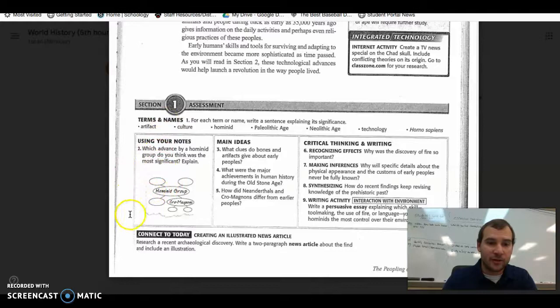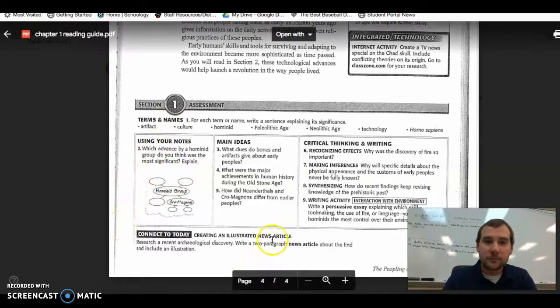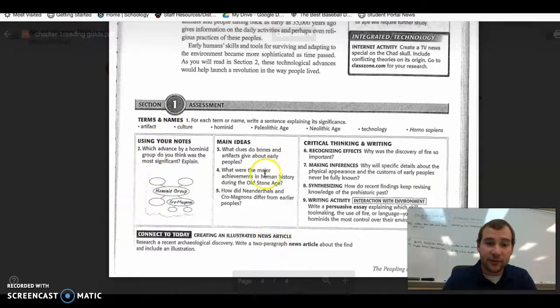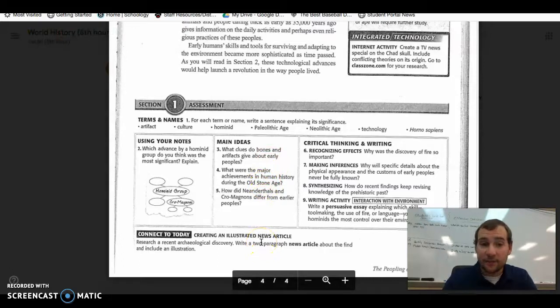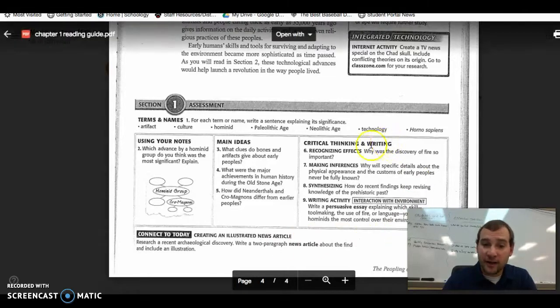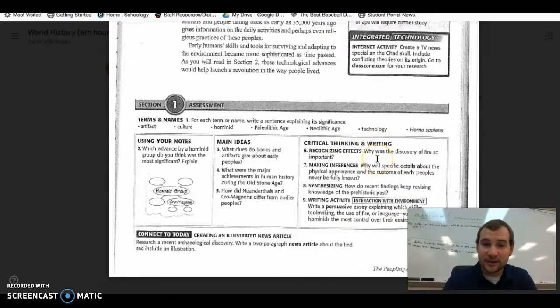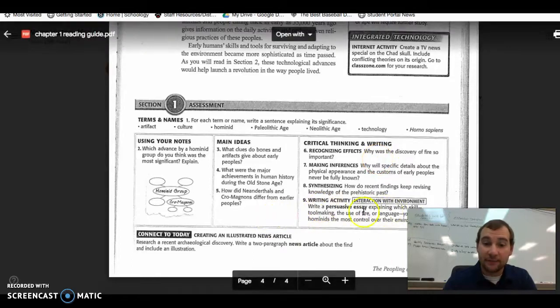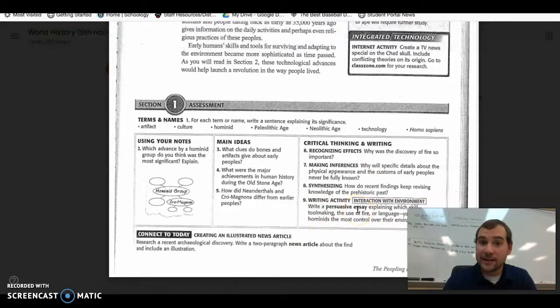Don't worry about number 2. Don't do the note part. For the main ideas, do number 3, 4, and 5. So do all those questions, and you can just label them question 3, question 4, question 5. For the critical thinking and writing, do numbers 6, 7, and 8. Do not do number 9. If you have any questions, email me. But again, it should be pretty easy, not difficult.